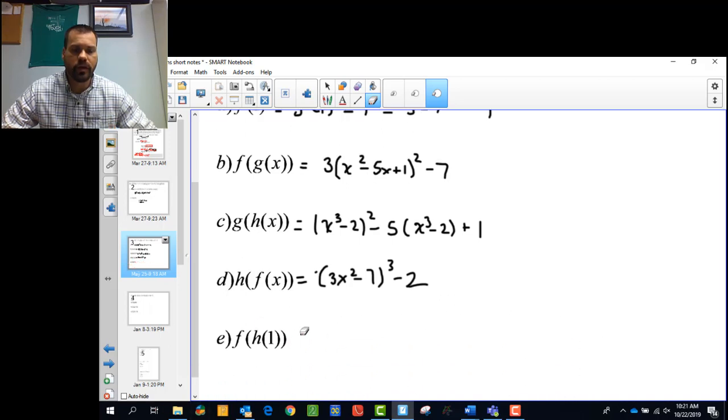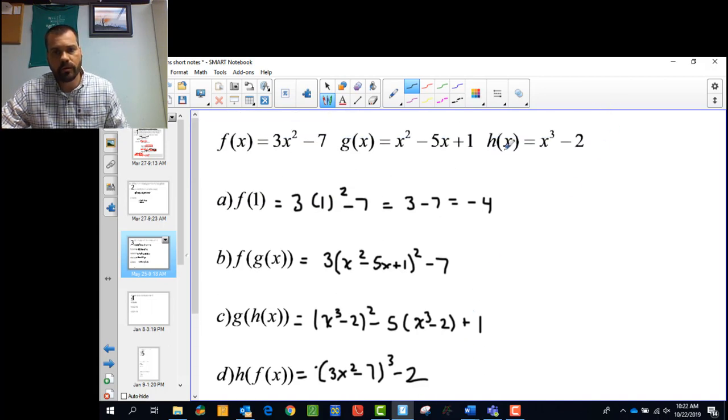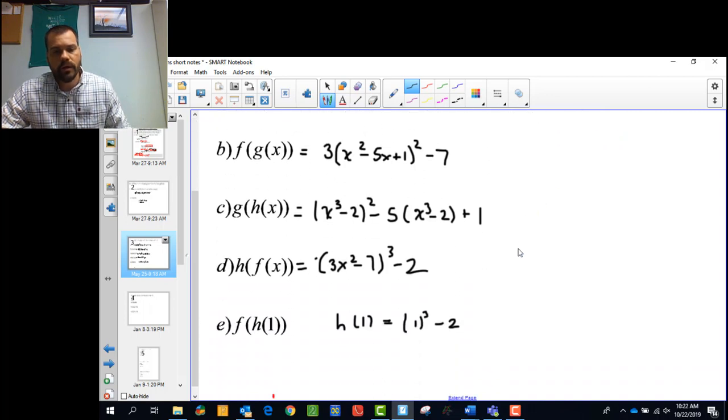If I want f of h of 1, then what we're going to do is figure out what is h of 1, first of all. So h is x cubed minus 2. So I'm going to get 1 cubed minus 2, and we're getting that x cubed minus 2 from up here. That gives me 1 minus 2, and that gives me minus 1.